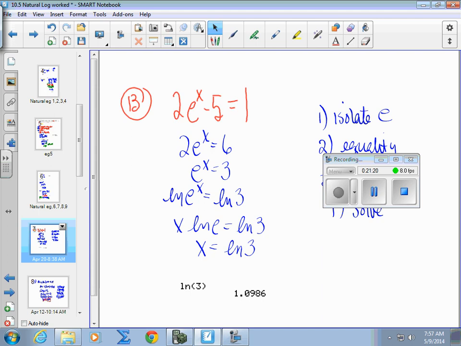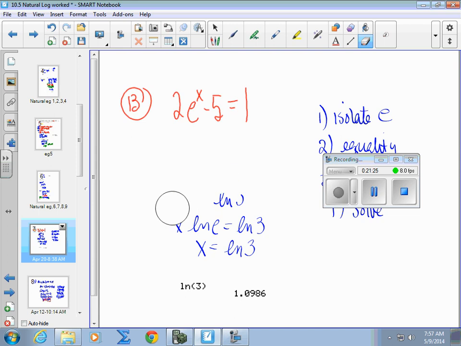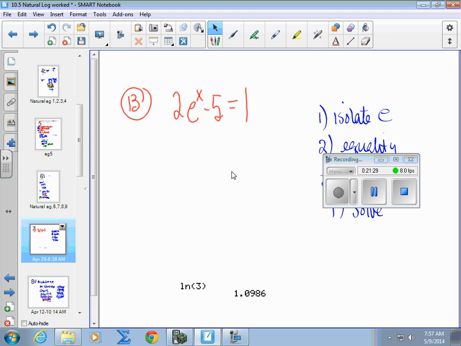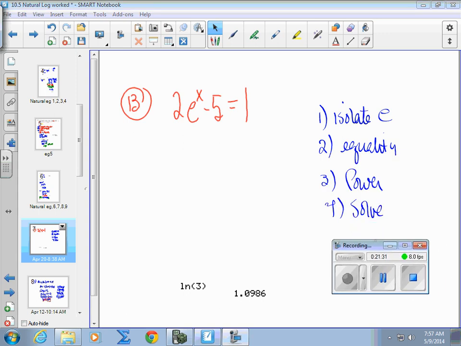Alright, so let's look at this problem, and it is a homework problem. My last example. Alright, first thing you want to do is isolate the e. So what are we going to do first?